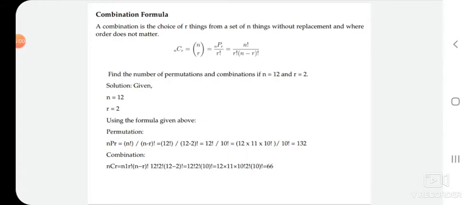Take n equal to 12 and r equal to 2. Using the formula given below, permutation nPr is equal to n factorial divided by n minus r factorial, which is 12 factorial divided by 12 minus 2 factorial. It gives 132. The combination nCr is equal to n factorial divided by n minus r factorial into r factorial. It becomes 66. It means 132 is the total number of arrangements. From that we cancel the repeating order, and then we get the combination, which is equal to 66. In this way we can differentiate permutation and combination.